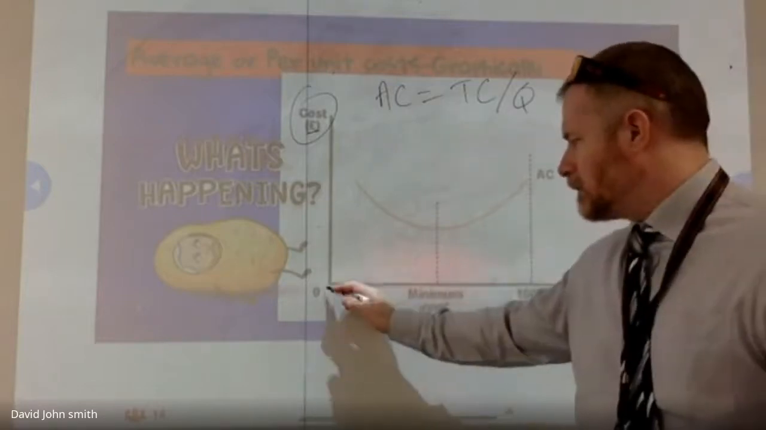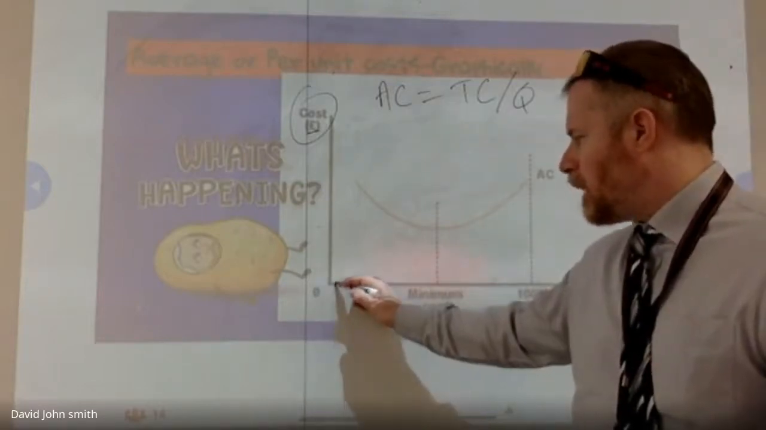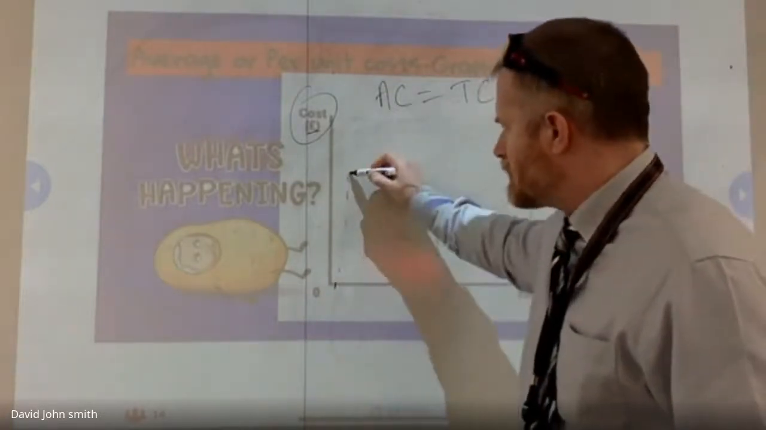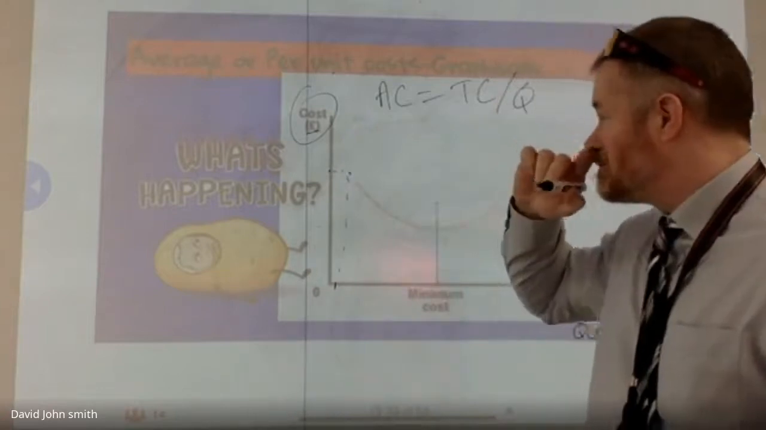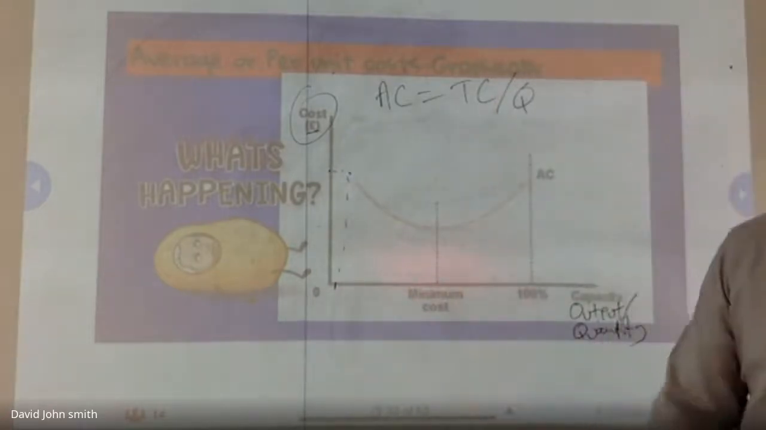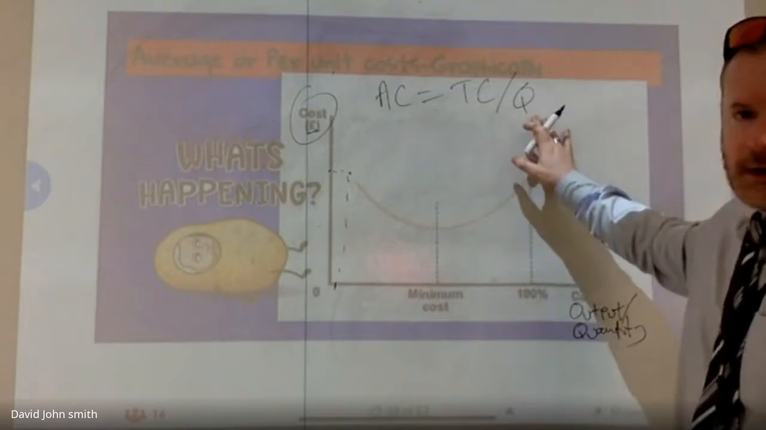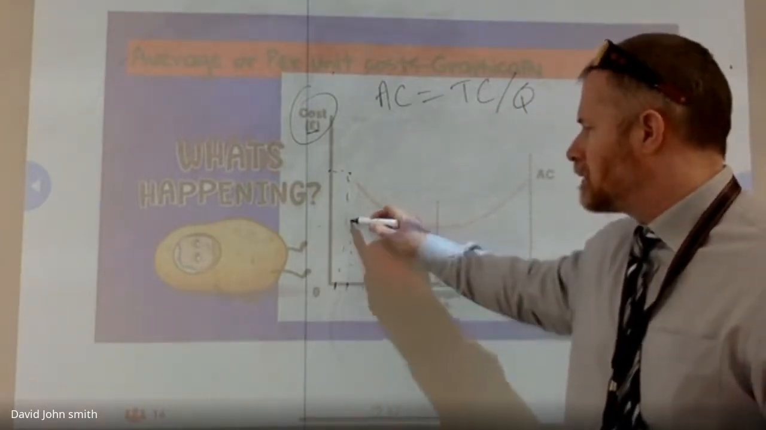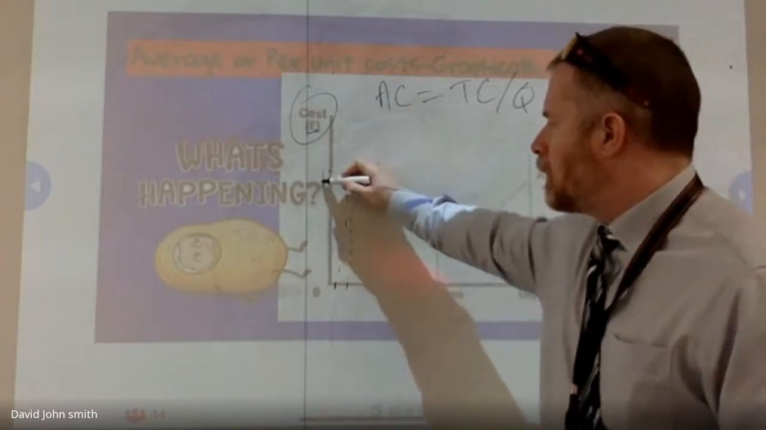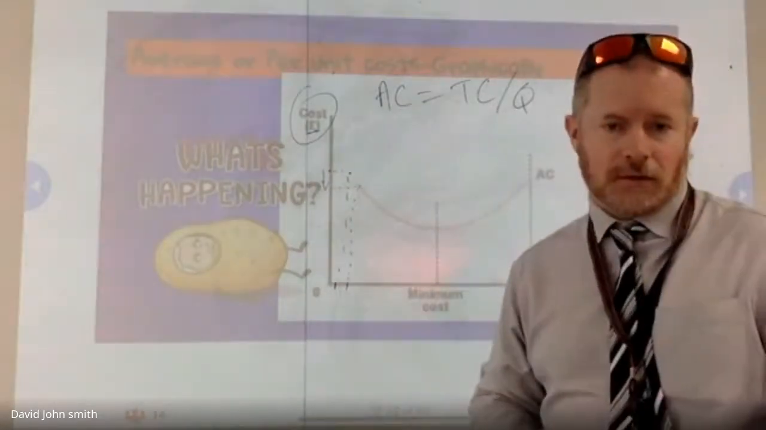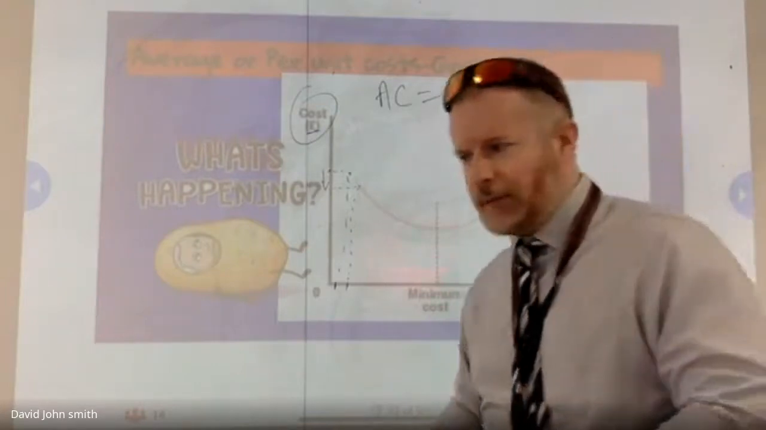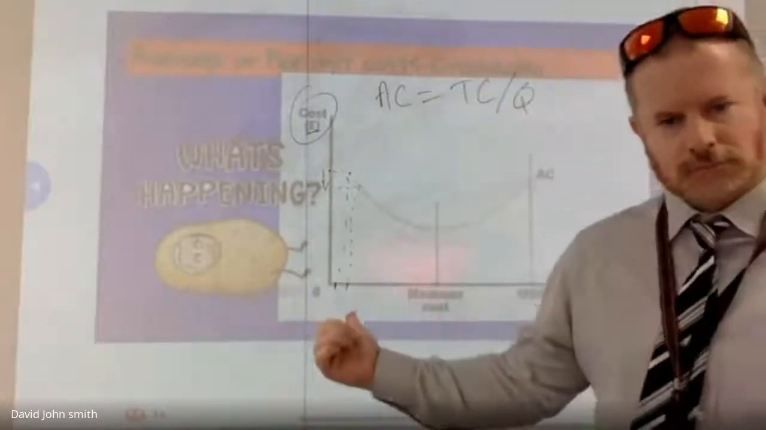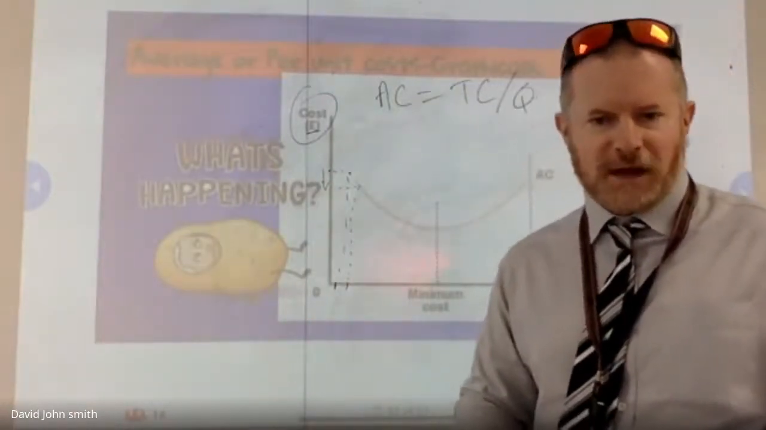So here, if we start from 0, let's produce one product. Well, that one product is going to cost us this much. Remembering average cost, total cost, total quantity. But as we then move to 2 products, average cost is declining. Why do we think that? Why is that happening? What are we doing? Come on, math magicians.